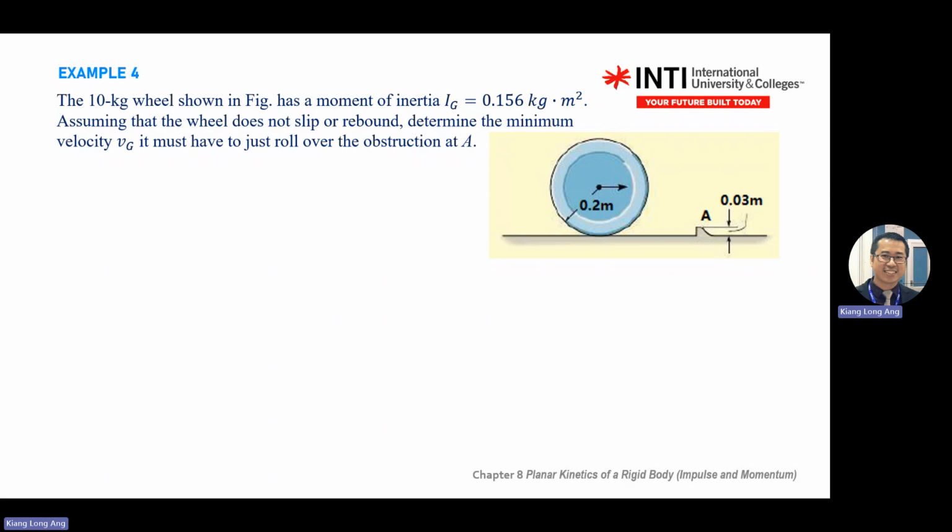Go back to the PowerPoint slides. What does this statement mean? Determine the minimal velocity at the center of mass, Vg. It must have just roll over the obstruction at A. So this one rotates. There's an obstacle here. You just need to go up. They need to determine the minimum velocity so that when you roll this one, it can go over the obstacles.